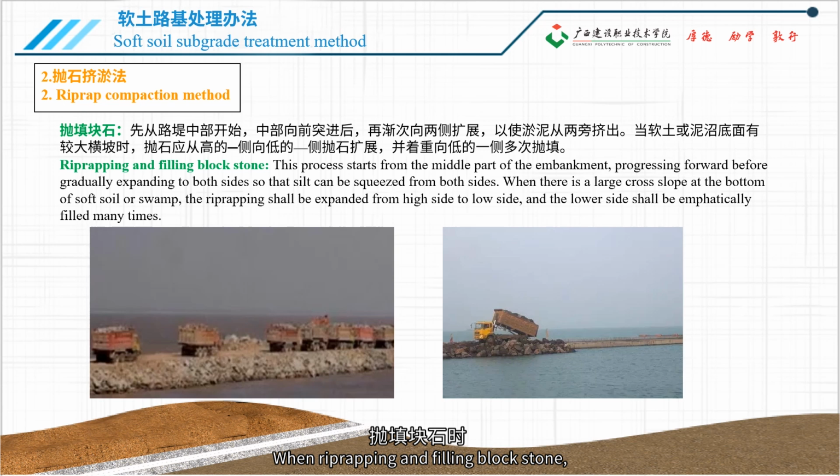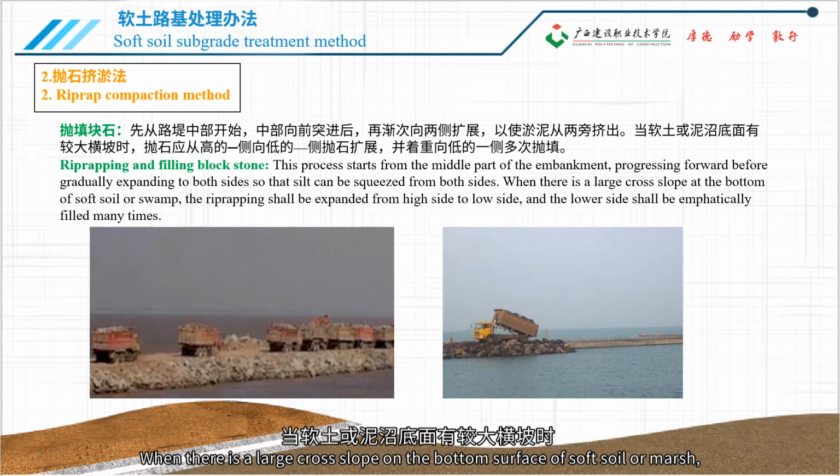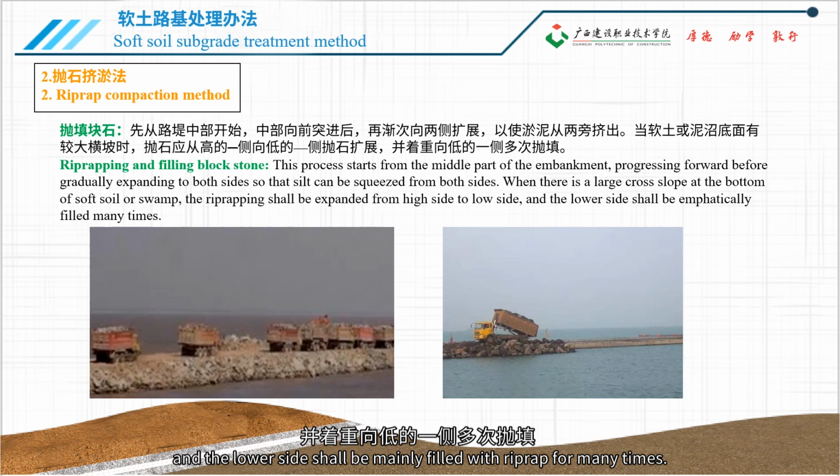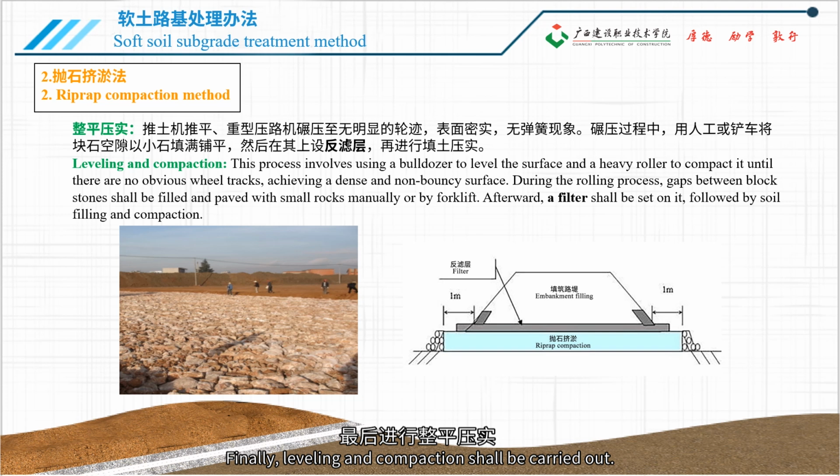When rip-wrapping and filling block stone, start from the middle of the embankment, protrude forward in the middle, and then gradually expand to both sides so that silt can be squeezed out from both sides. When there is a large cross slope on the bottom surface of soft soil or marsh, riprap shall be expanded from the higher side to the lower side, and the lower side shall be mainly filled with riprap for many times. Finally, leveling and compaction shall be carried out.